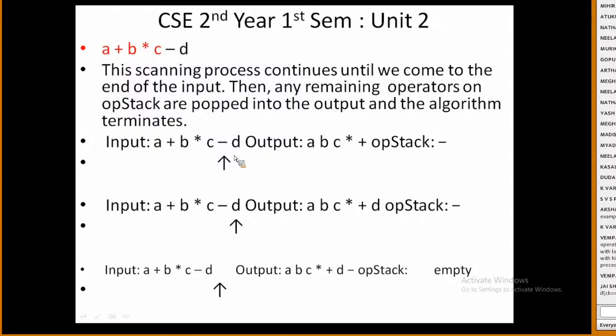Now when it comes to D, because it is not an operator, we straight away put D over here. Now we come over here, which is the end of the string, which is indicated by /0, that is the null character. Now when it comes to null character, we go over here and start popping out all the operators which are there. So fortunately there is only one operator, so that operator comes over here.